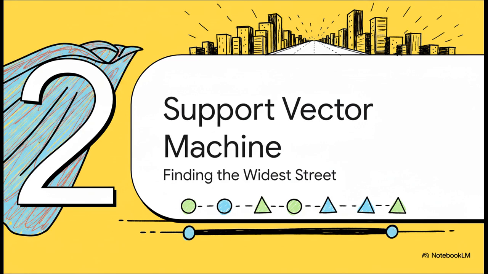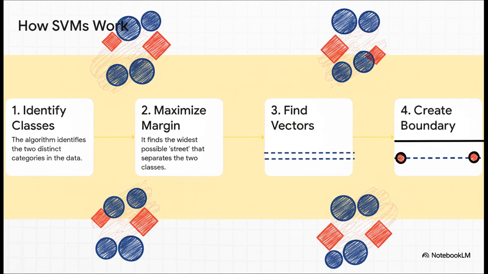For a job this important, we need a hero. We need an algorithm that is specifically built for this one task. And that algorithm, you've probably heard of it, is the legendary Support Vector Machine, or SVM for short. You know, the logic behind an SVM is actually beautiful in its simplicity. First, it just looks at the data and identifies the two different classes. Then it gets to work finding that widest possible street, that margin between them. Step 3, it pinpoints the most important data points, the ones that are right on the edge of that street. And finally, boom, it draws the line right down the middle.